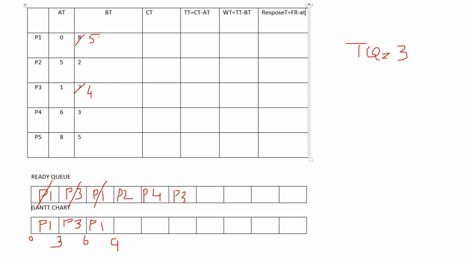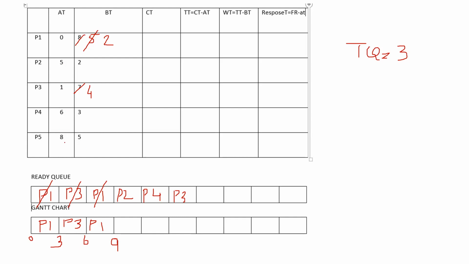Now P1, again I am cancelling. I took 3 more. Now what is remaining? Remaining 2 is there. So now 6 to 9. In between the time of 7, 8 or 9, you have to see whether any process came. What is the time? At time 7, did anyone come? Nobody came, right?